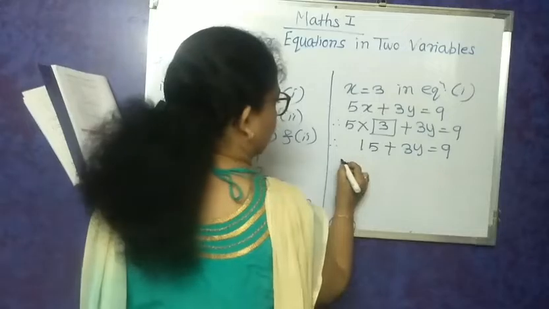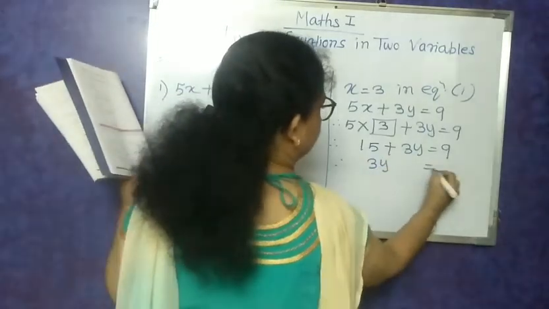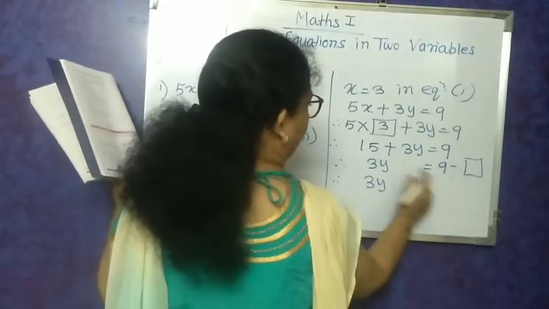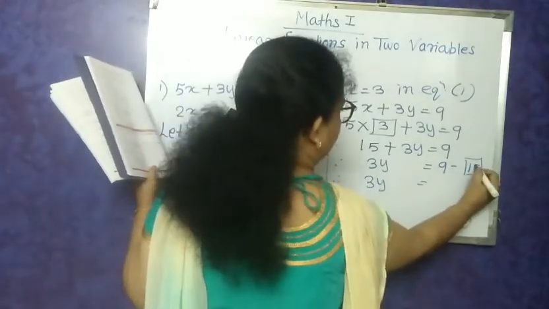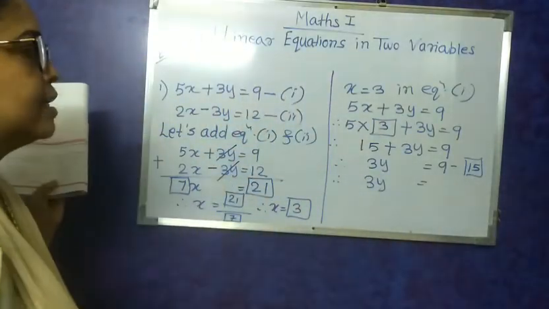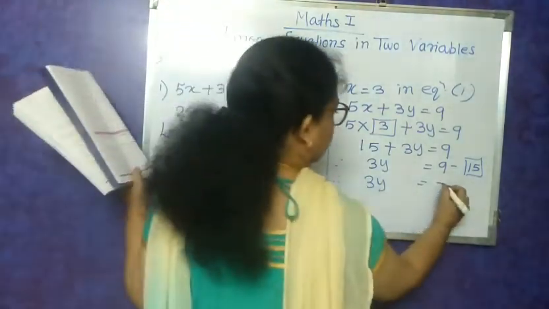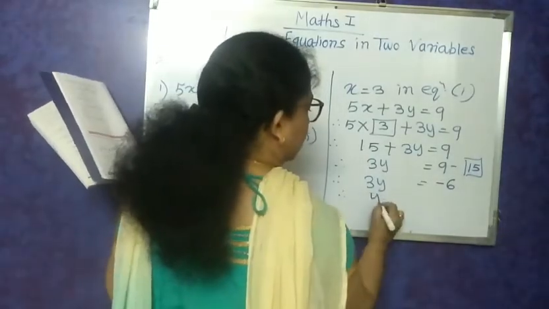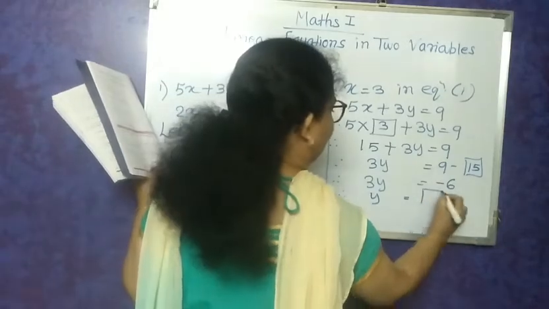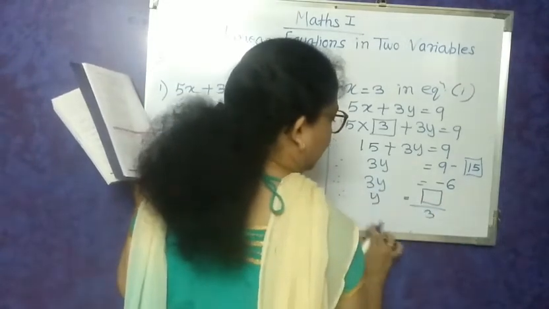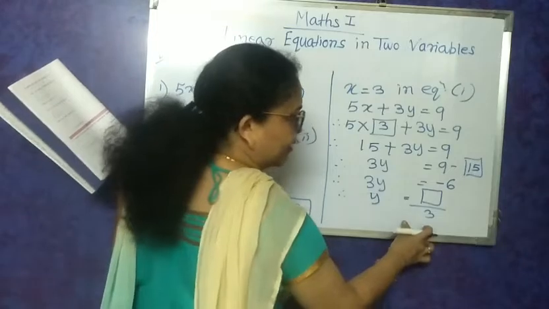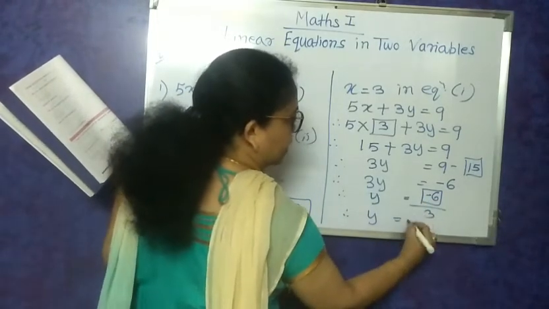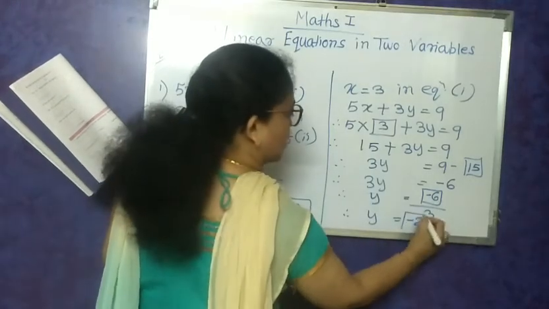Okay. So now the next step. 3y is equal to 9 minus box. So 3y. Now plus 15 will go to that side as minus. So 9 minus 15 is minus 6. So 3y is equal to minus 6. So y is equal to dash upon 3. 3 multiplied will go to this side as a divide. So what will come here? Minus 6. So y is equal to minus 2.